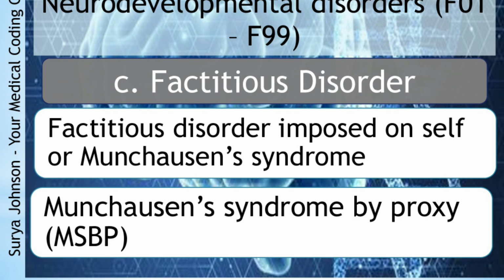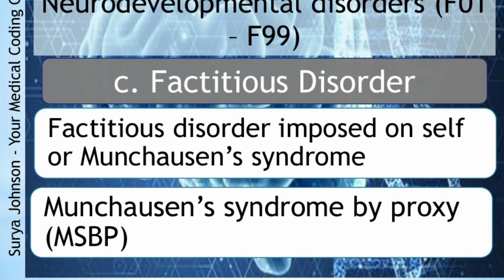In that case, if the person who is coming along with them, a caregiver or any proxy, is giving false illness or injury related reports about this patient, you will be assigning F68.8. Now, this F68.8, factitious disorder imposed on another, should not be coded for the patient. It should be coded for the proxy, the person, the caregiver who is giving the false information. So F68.A is for that false information giver, that caregiver or the proxy person.